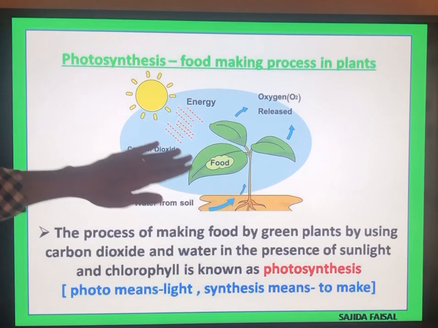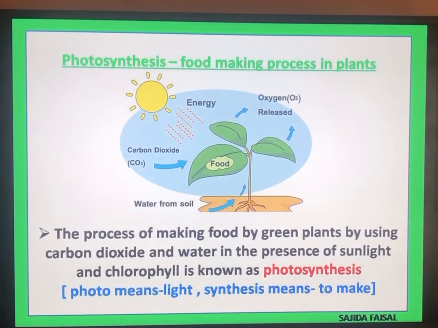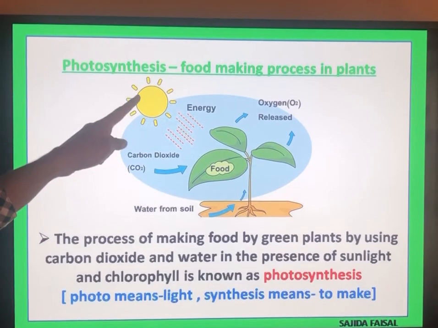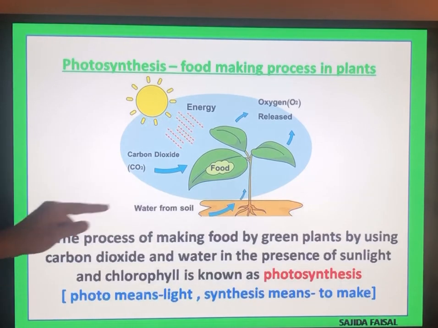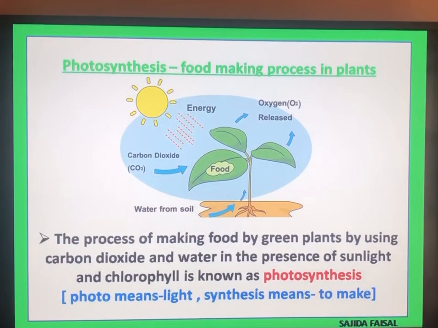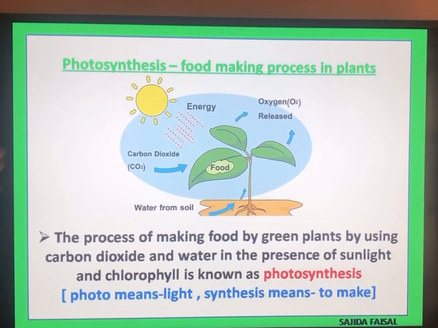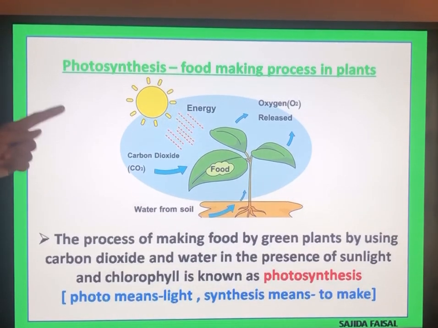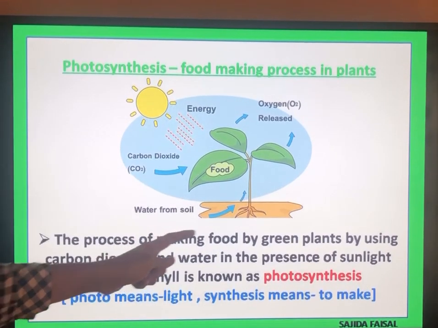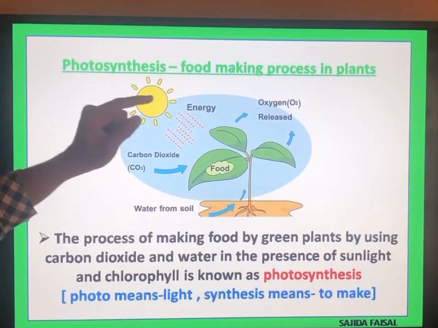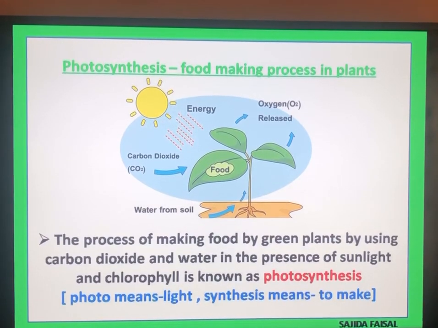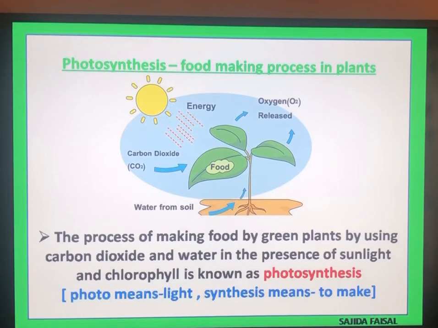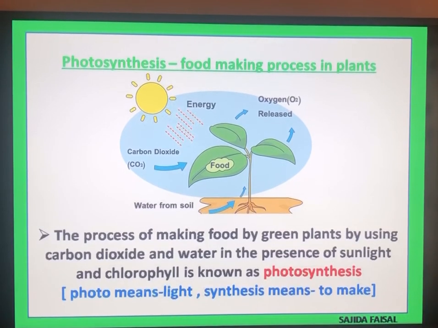Let us check. The plants make food in the leaf. Here the plants will be taking energy from the sunlight, and by using carbon dioxide from the outside, they will be getting the water and minerals from the soil. Then they will be releasing oxygen. This process is called photosynthesis. The plants make food themselves by taking carbon dioxide and water in the presence of sunlight and chlorophyll. The leaf has a green pigment, called chlorophyll. Let us revise what is photosynthesis.